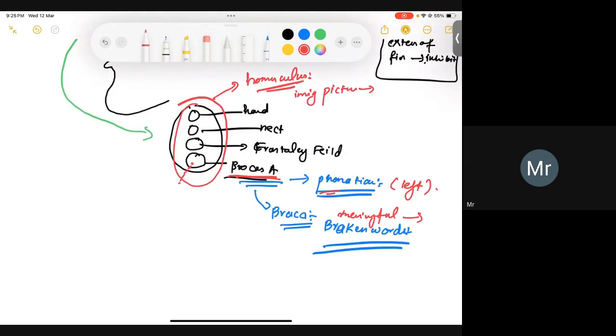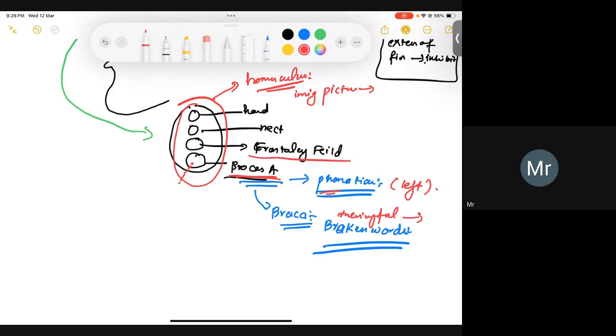If you have meaningful wording with broken words, there is a lesion to Broca's area. If you have fluent language without any comprehension or without any meaning, it means you have problems with your Wernicke's area. Is that clear? Yes, sir.